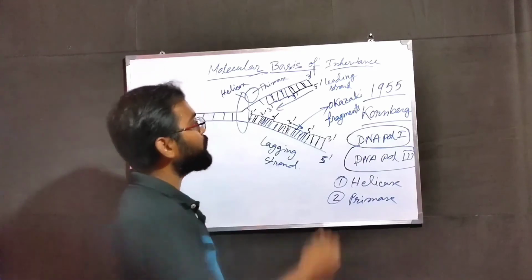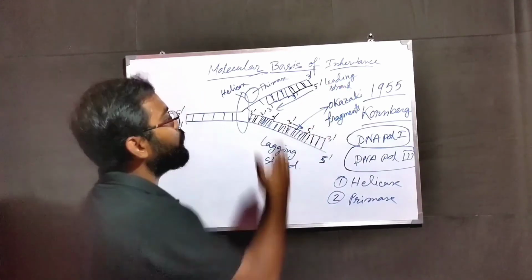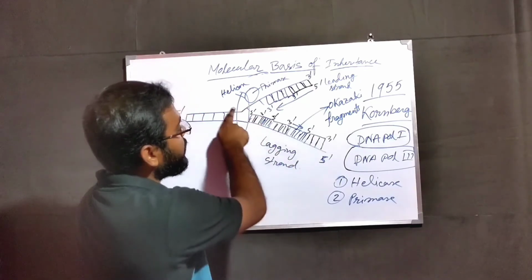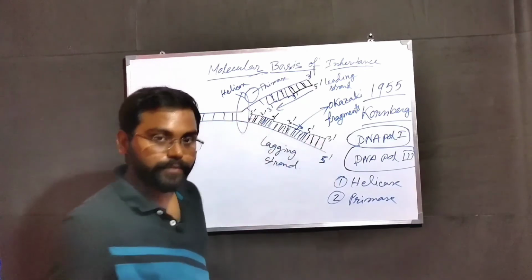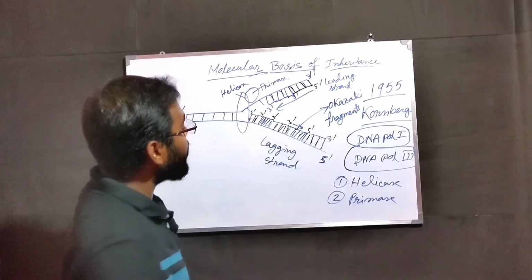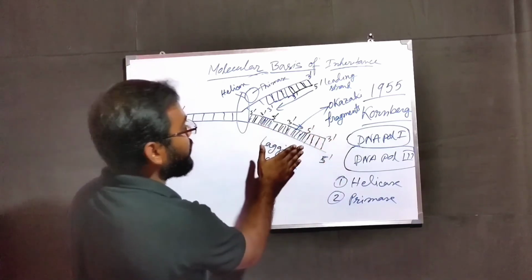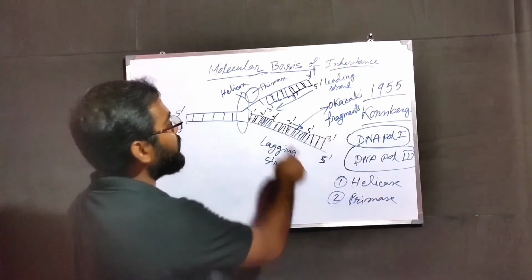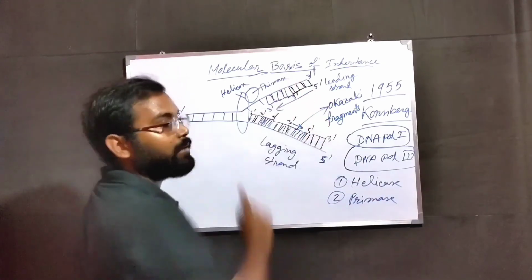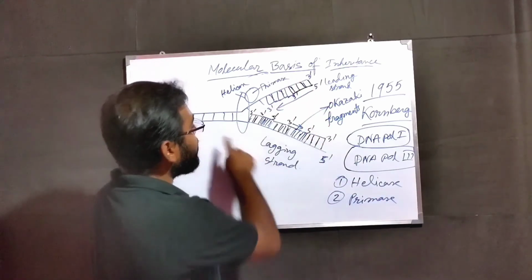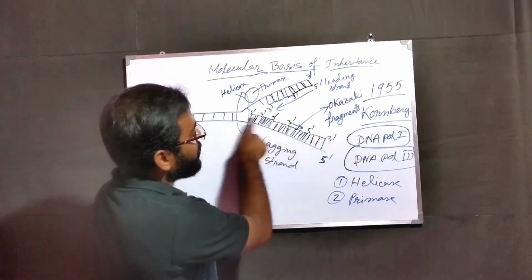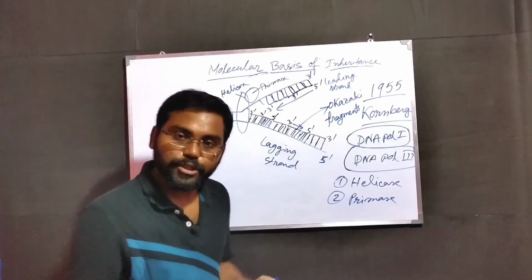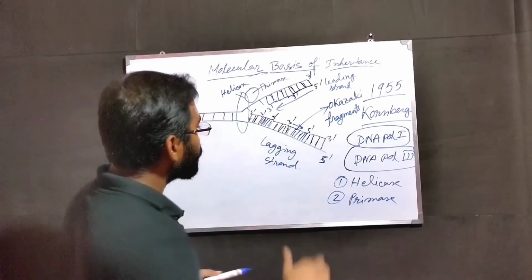So what is the difference between leading strand and lagging strand? For the leading strand, DNA synthesis is a continuous process. For the lagging strand, it is not a continuous process, it is a discontinuous process. And the lagging strand needs many RNA primers, while the leading strand needs only one RNA primer. So as the lagging strand has many RNA primers, these RNA primers need to be cut.